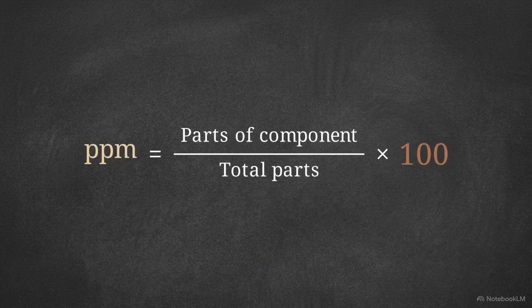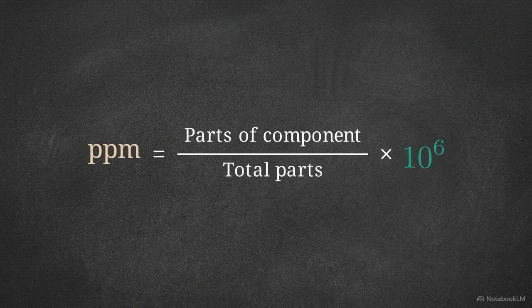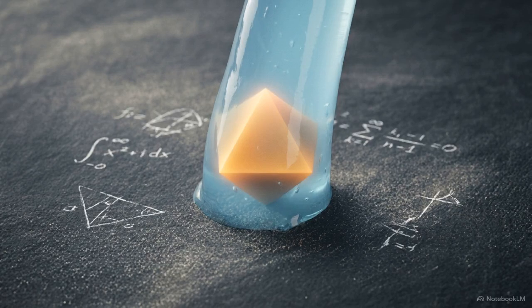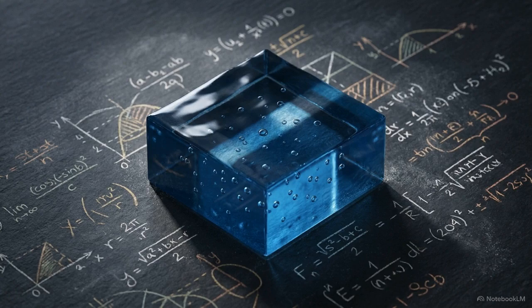engines. When a solute is present in trace quantities, we switch to parts per million, multiplying the ratio by 10 to the 6th power. To see the precision of that scale, 1.5 parts per million of fluoride prevents tooth decay, and just 5.8 parts per million of dissolved oxygen sustains life in seawater.